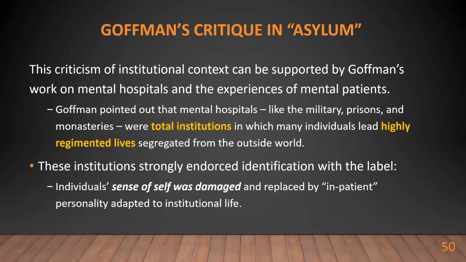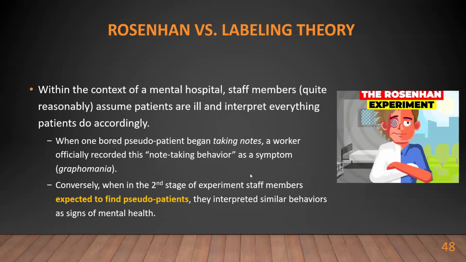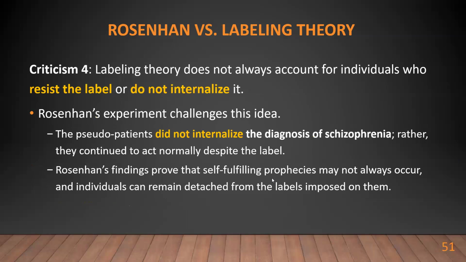This criticism of institutional context can be supported by Goffman's work on mental hospitals and experiences of mental patients. Goffman pointed out that mental hospitals, much like military prisons and monasteries, are total institutions in which many individuals lead highly regimented lives, segregated from the outside world. So you can see here how the label transfers. These institutions strongly endorsed identification with a label, so that individuals' sense of self was damaged and replaced by an inpatient personality adapted to institutional life. They would make this psychological transition from the person with problems who lives outside into an inpatient who carries this label. Okay.